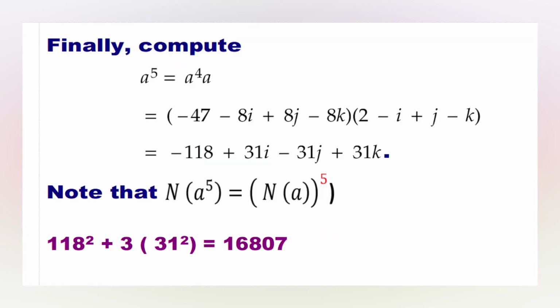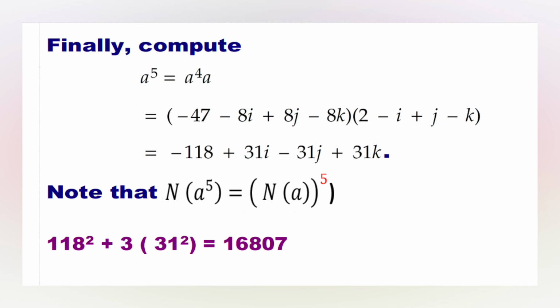Finally, compute a power 5 is equal to a power 4 into a, which is equal to minus 47 minus 8i plus 8j minus 8k, and a is 2 minus i plus j minus k, is equal to minus 118 plus 31i minus 31j plus 31k.